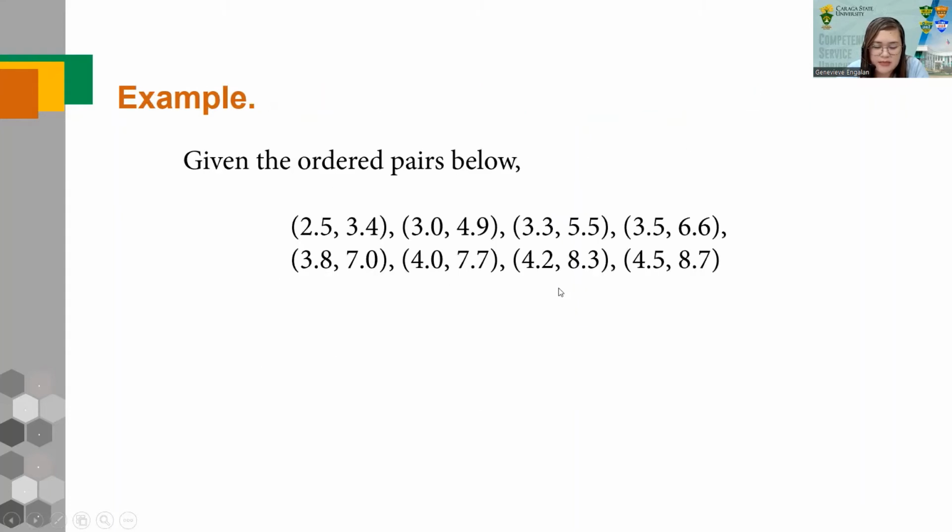Okay, so for example, we have this. You have ordered pairs given. So in an ordered pair, this is our x and this is our y, and so on. So x, y, x, y, x, y, and so on.